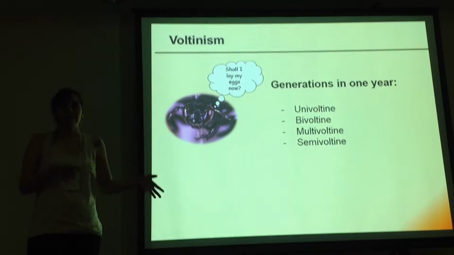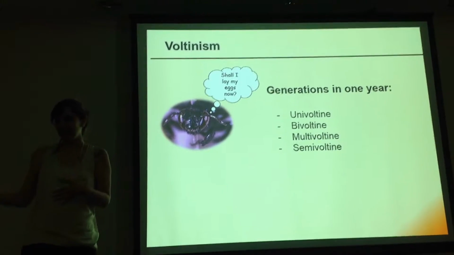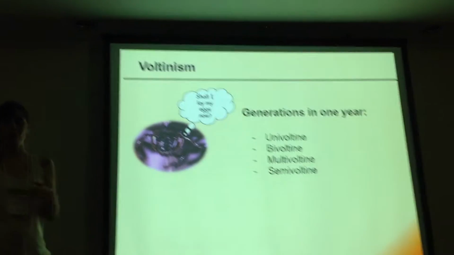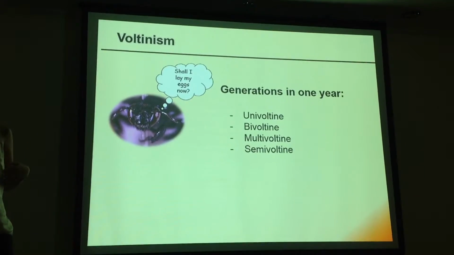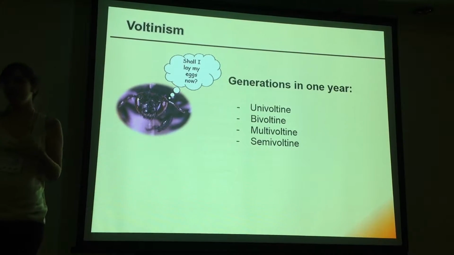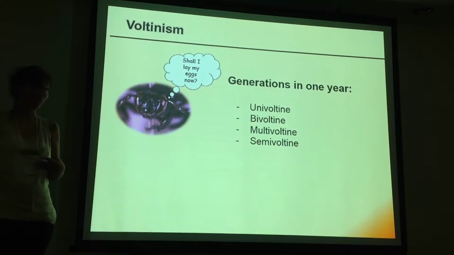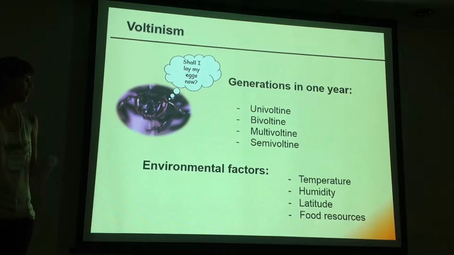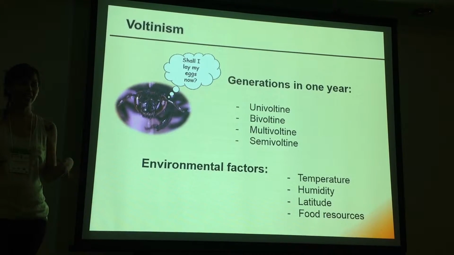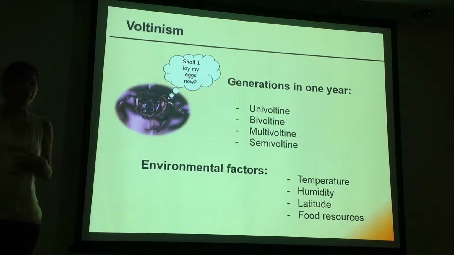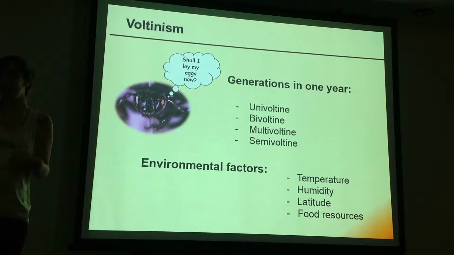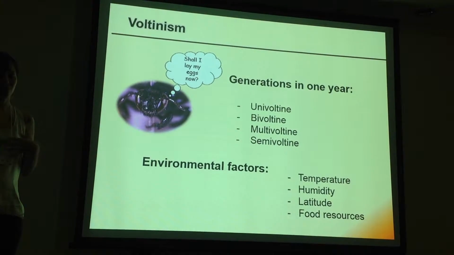Bivoltinism is defined as the number of generations, or broods, that a specific species produces during a 1 year period. So if there is one generation in 1 year, it's a univoltine species. If you have 2 generations, bivoltine, and so on. We know that this kind of behavior is mainly influenced by many different environmental factors, but it is also very important for the population structure and the population's social behavior.